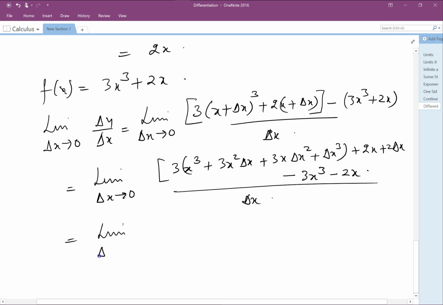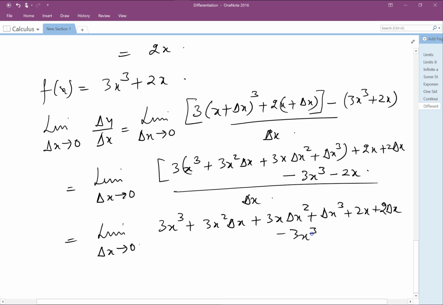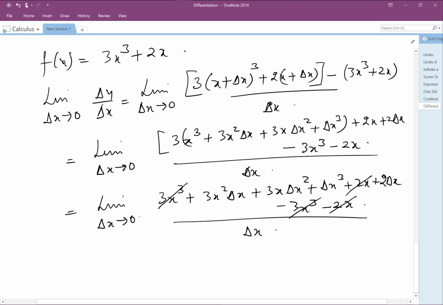Limit as delta x approaches 0, simplified further. So 3x cube plus 3x square delta x plus 3x delta x square plus delta x cube plus 2x plus 2 delta x minus 3x cube minus 2x. 3x cube gets cancelled, 2x minus 2x gets cancelled. By the way, this is 3 times 3. This is 9. This will also be 9.